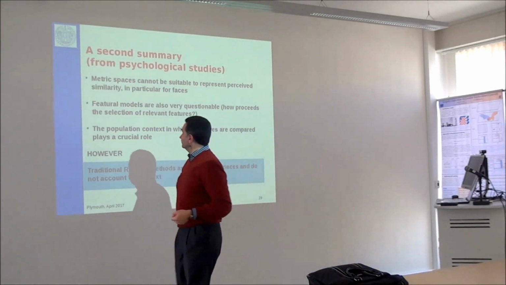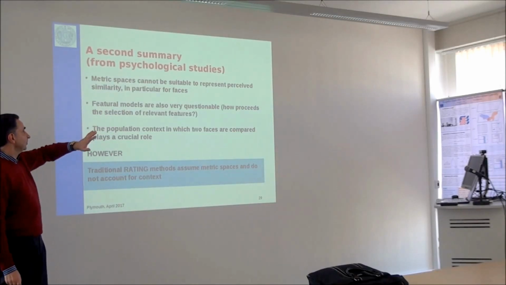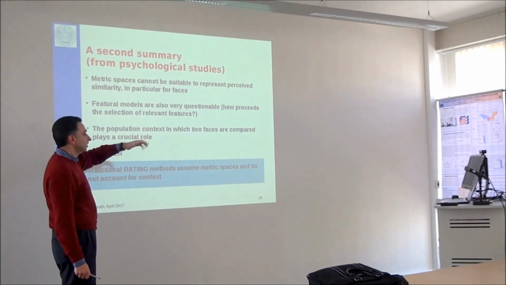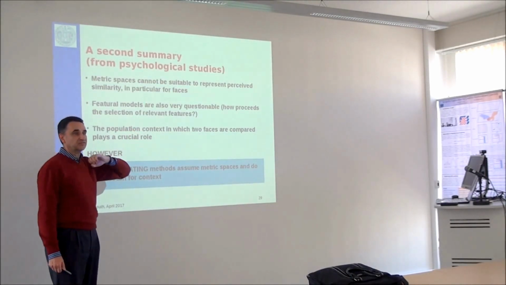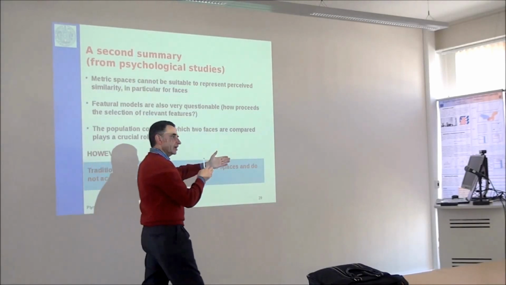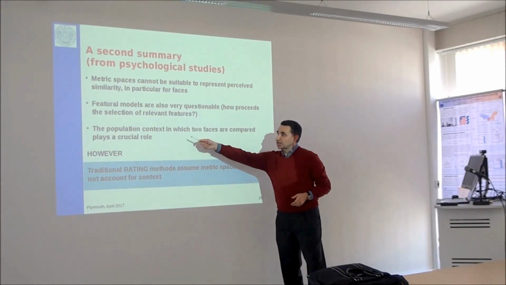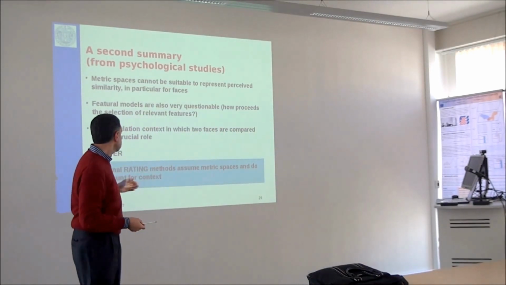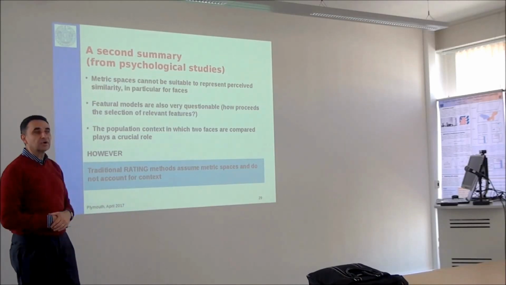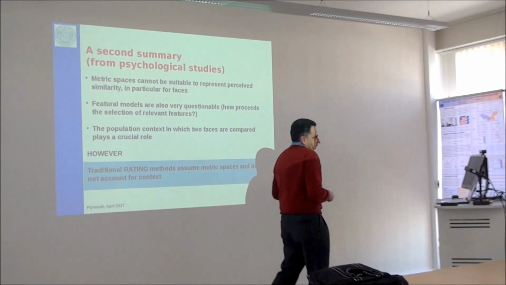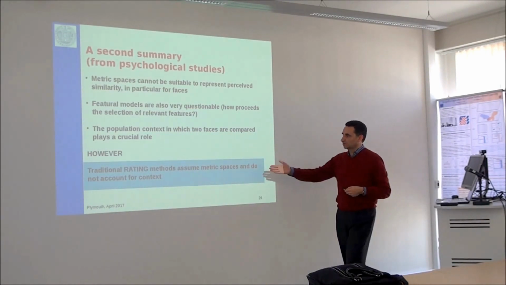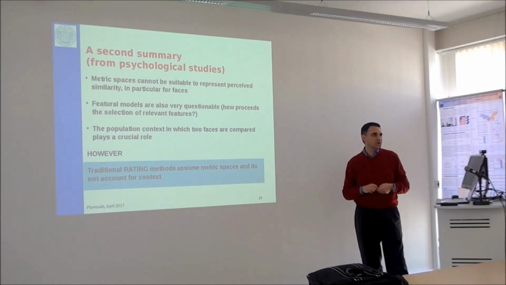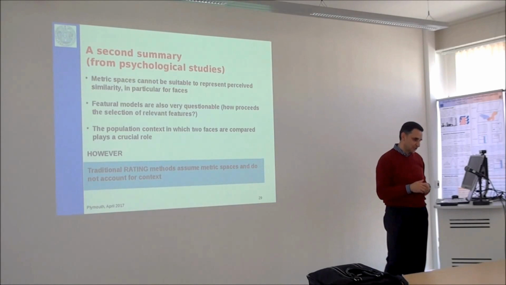We have that metric spaces cannot be suitable to represent perceived similarity. That's clear. Also, featural models are very questionable because we don't have a way to select relevant features. We don't know how to select one feature rather than the other. It is clear that the population context is important, but all traditional rating methods that we can find in the literature assume metric spaces and do not account for context. So you see tons of papers that don't take into account the context. They don't take into account whether the metric space is valid or not. They simply give results.